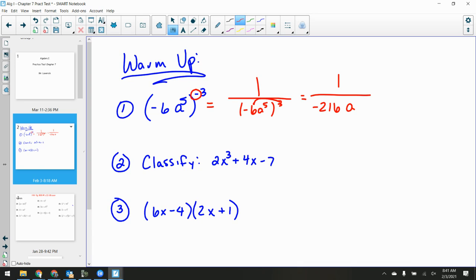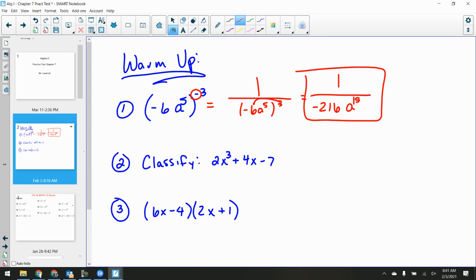So let me pull some names here. Serenity, what's my power on A then? What should the power on A be in the end? Well, it's already 5. It's 5 being raised to the third power. So what should it be? A to the 15th. Good. A to the 15th. So that's my answer here: 1 over negative 216, a to the 15th.